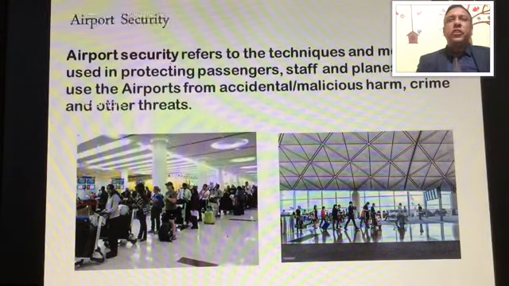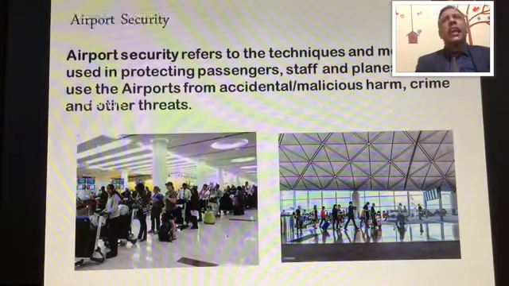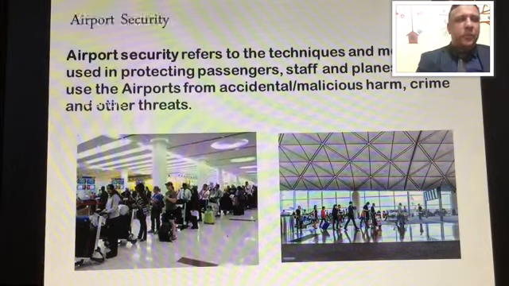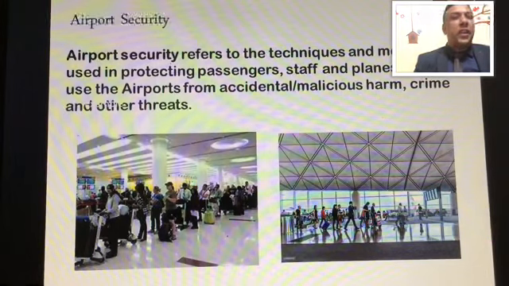The planes which are used for the airports. Planes, as you know, are very expensive equipment which the airlines offer. As you know, most of the aircraft are bought on lease because one aircraft costs millions, and the cost varies from one aircraft to another. I'll be discussing more about the cost of aircraft another day. But what we'll be discussing today is that they're there to protect the airport.